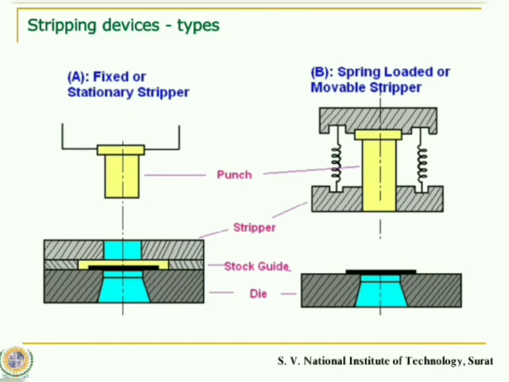Whereas in case of a movable or a spring loaded stripper, the stripper plate is attached with the help of a spring with the punch assembly and not with the die assembly. This movable stripper comes into contact with the stock material when the punch comes into contact.